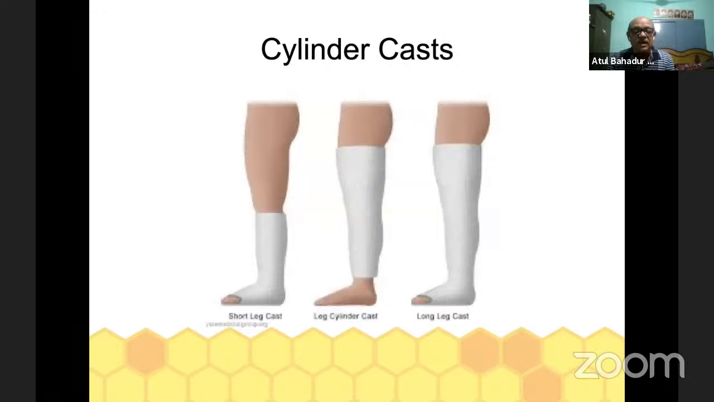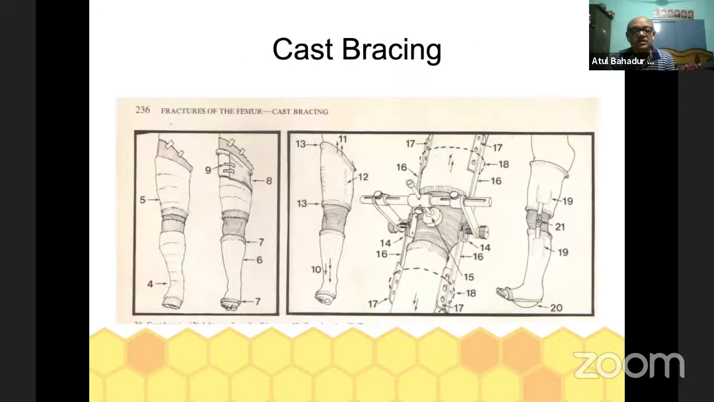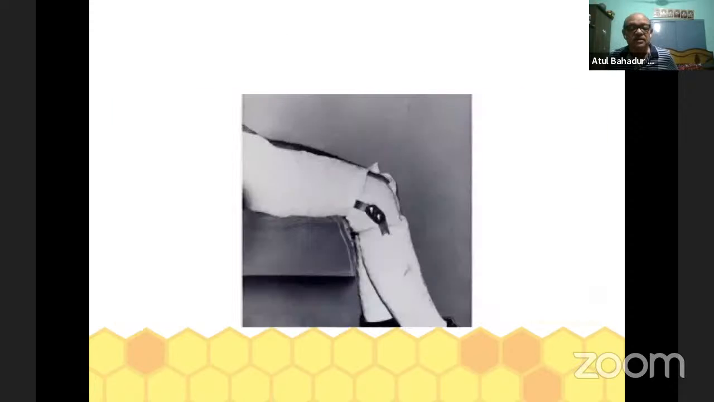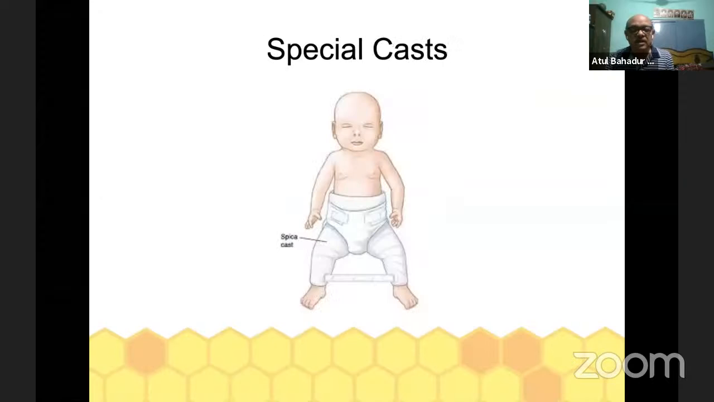These are the cylinder cast and the short leg and the long leg, which we are using. These are the functional braces, the Sarmiento or the functional braces for the tibia and fibula. Next, this is the cast bracing which we are using, and this is the method and the final result for the cast. This is how it works finally. Next. These are the special braces like the Minerva cast, which we are using for the spine. These are the special casts we are using for the hip in children.